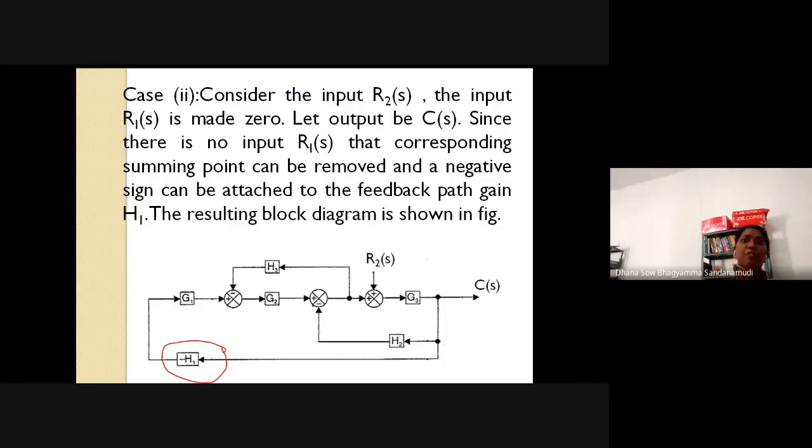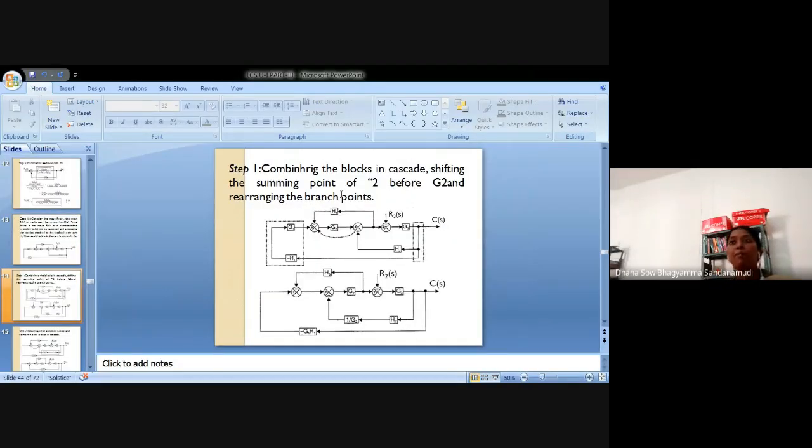This minus H1 and G1 are connected in series now, means they are in cascade. So in step number one, if I want to eliminate the feedback path, no feedback path, if I want to combine the cascade blocks, the magnitude of the gain value of the combination block will be minus G1 H1. Let us go to step number 1.